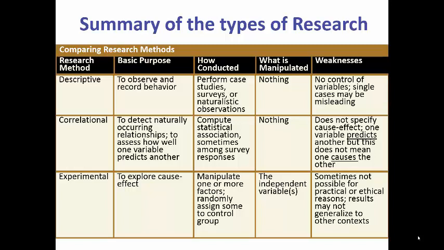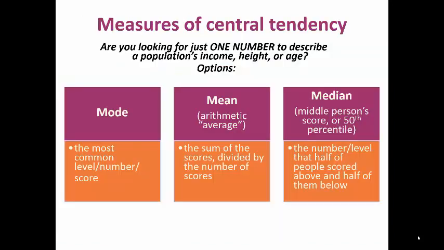In an experimental design, these are used to explore cause and effect, where we manipulate one or more factors, such as we manipulate the independent variable, which then we have the dependent variable as our outcome. However, it's sometimes not possible for practical or ethical reasons, and the results might not generalize to other contexts. For example, I study suicide and sex offending, and I can't randomly assign people to be sex offenders or not, or to make suicide attempts or not. These are already fait accomplis, and therefore we have to deal with the populations as they already are, and people can't randomly be assigned to those conditions.